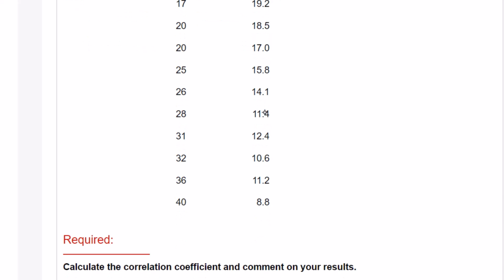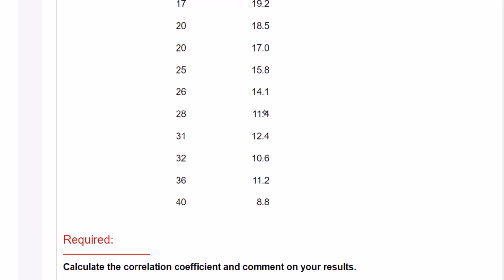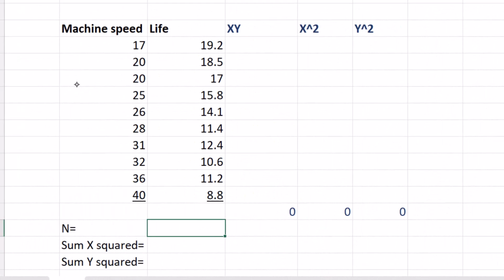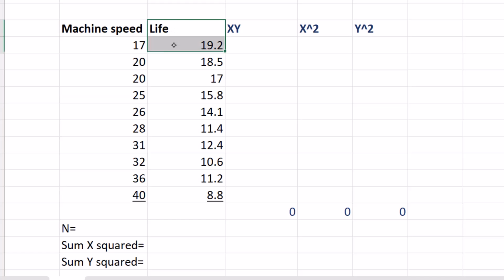And what do we need to do? Calculate the correlation coefficient and comment on our results. Let's tackle this requirement in the spreadsheet because there are a lot of calculations to do. I've got the numbers reproduced. We've got the machine speed and we've got the life, the two columns.